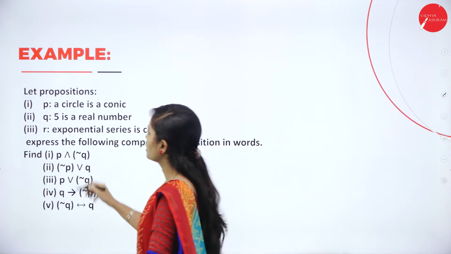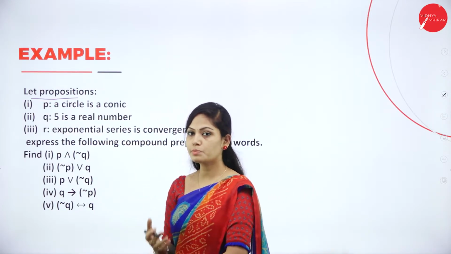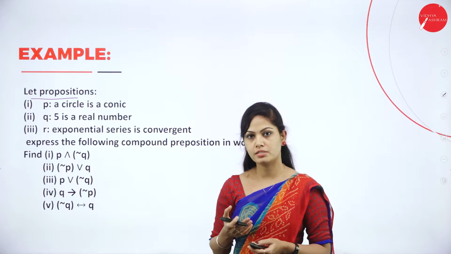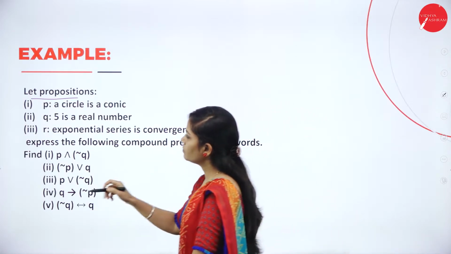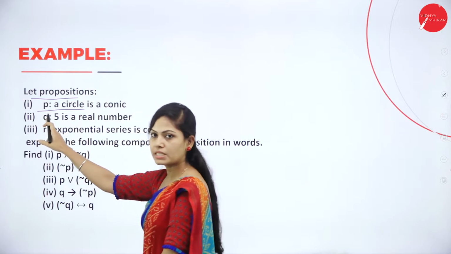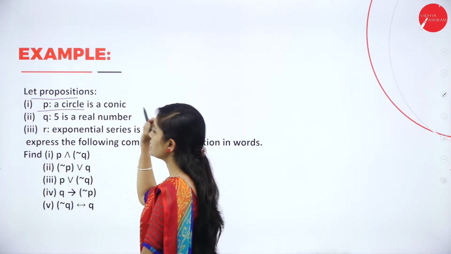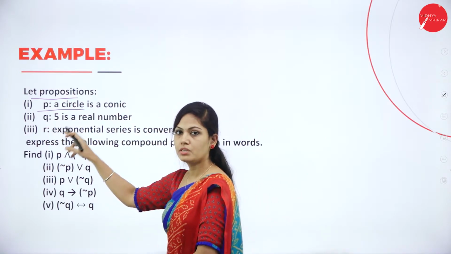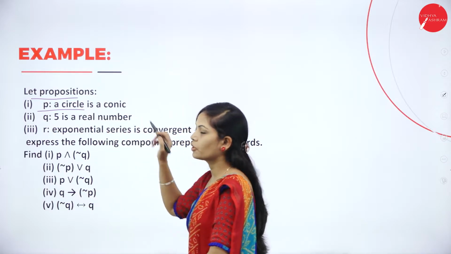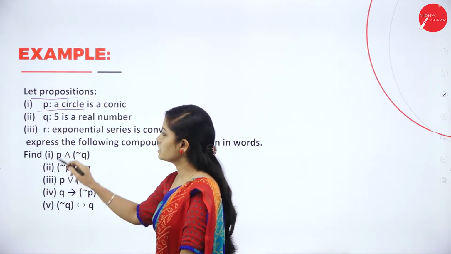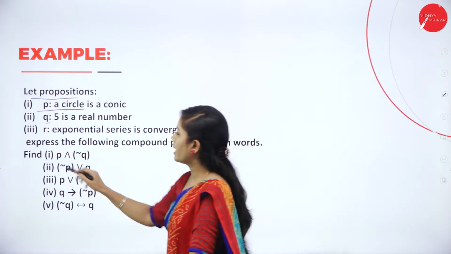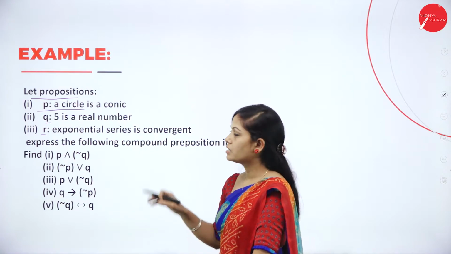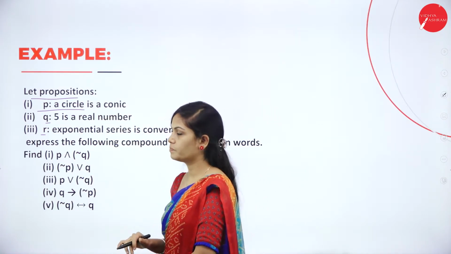So first question, let propositions. What is a proposition? A proposition means a statement which is either true or false. Here, we have 3 statements, P, Q, R. The first statement is a circle is a conic. The second statement is phi is a real number. And the third statement, exponential series is convergent. So here we have 3 propositions.